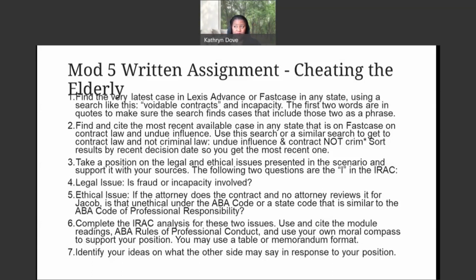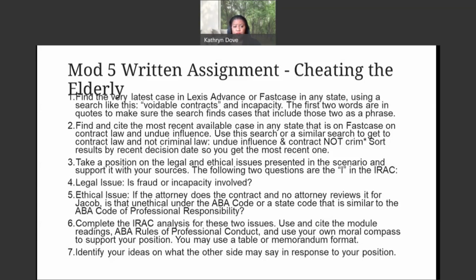Criminal law deals with actions brought by the state against a criminal defendant to put someone in jail. We're not dealing with that in this course. We're dealing with civil law for money damages. So we want to be looking at civil cases pertaining to voidable contracts and incapacity.